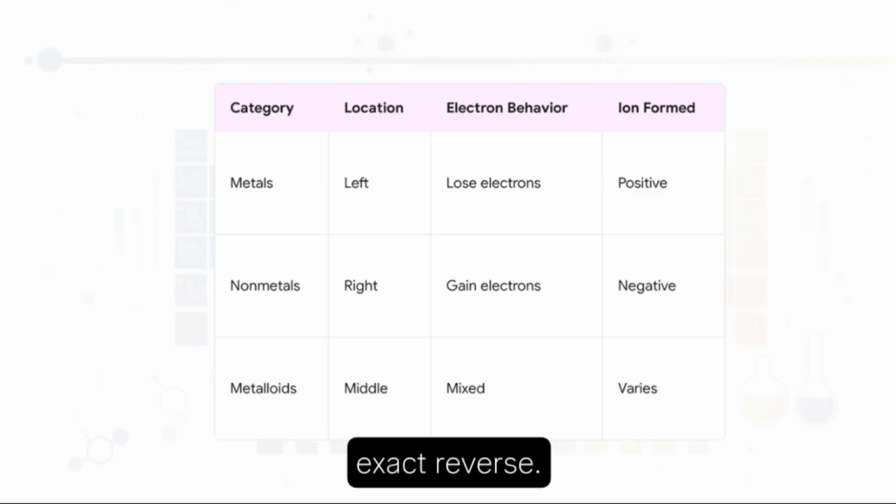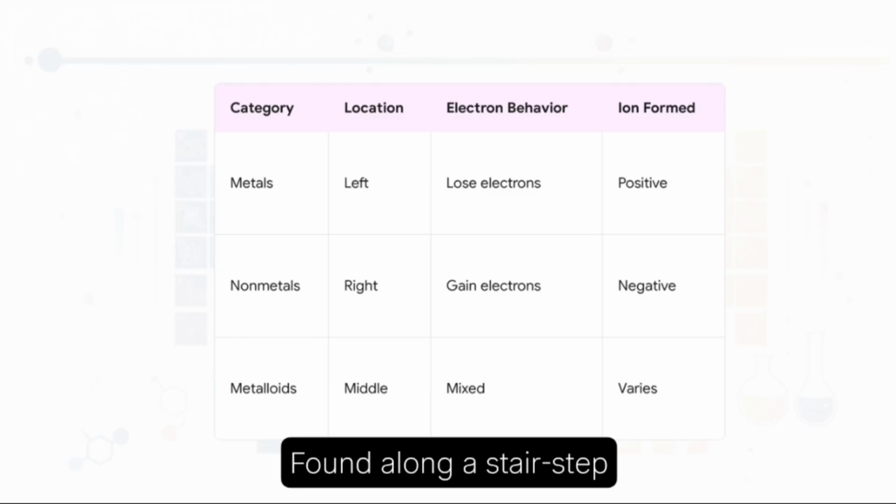Their behavior is the exact reverse. They absolutely love to gain electrons to form negative ions. And sandwiched right between them, acting as a sort of border, are the metalloids. Found along a stair-step boundary, these guys exhibit a really fascinating mix of properties from both the metals and the nonmetals.